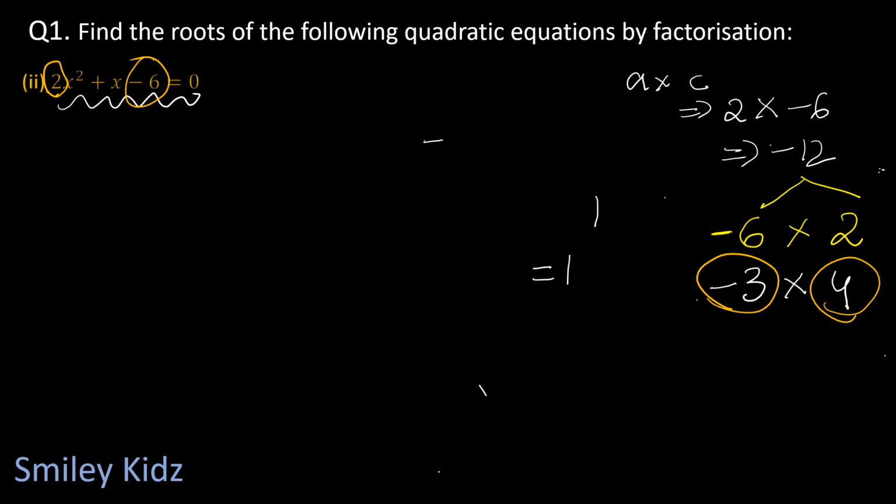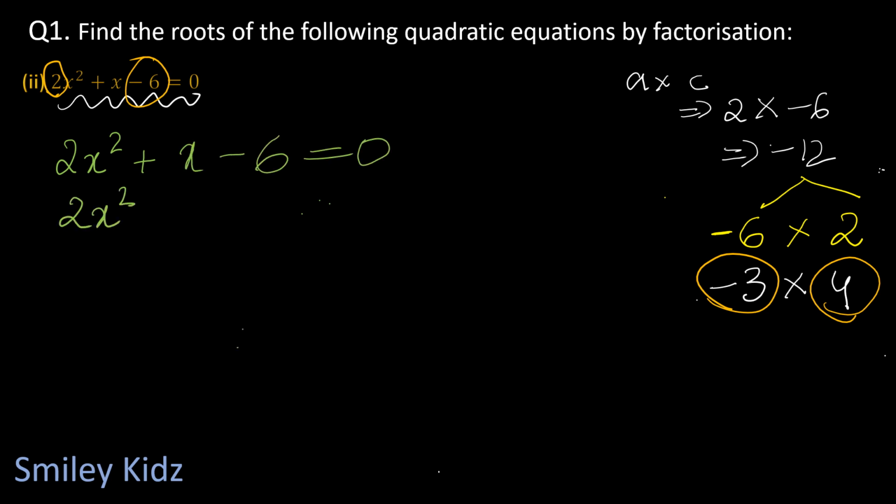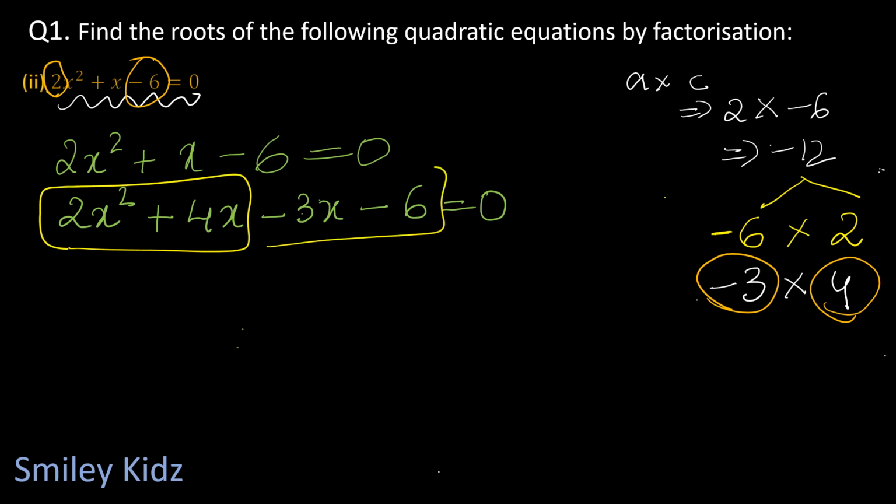Now, I'm going to split the middle term accordingly. So here I have 2x squared plus x minus 6 equal to 0, which in turn I'm going to write as 2x squared plus 4x minus 3x minus 6 equal to 0. Now divide it into sets. We have set 1 and set 2.